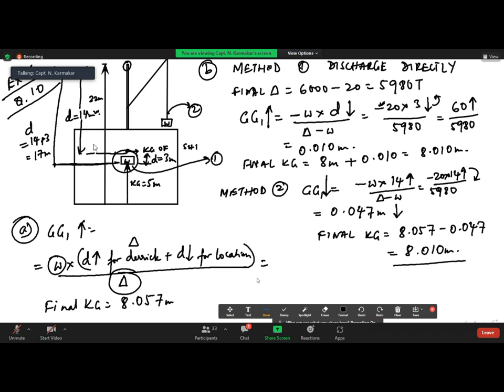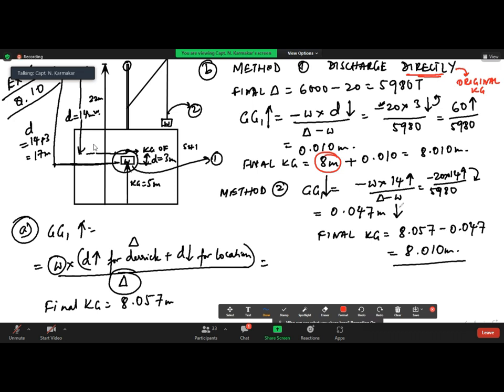You see what we are doing here when we are saying discharge directly. When we say direct, we are using the original kg. So when we say direct, then you are using original kg. So my calculations are with respect to original kg. ठीक है कि नहीं?